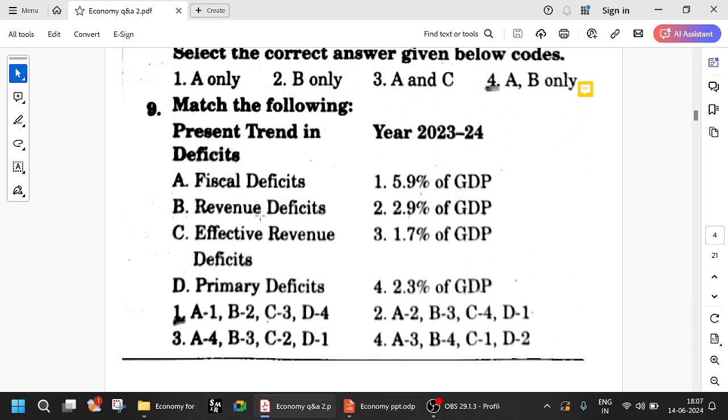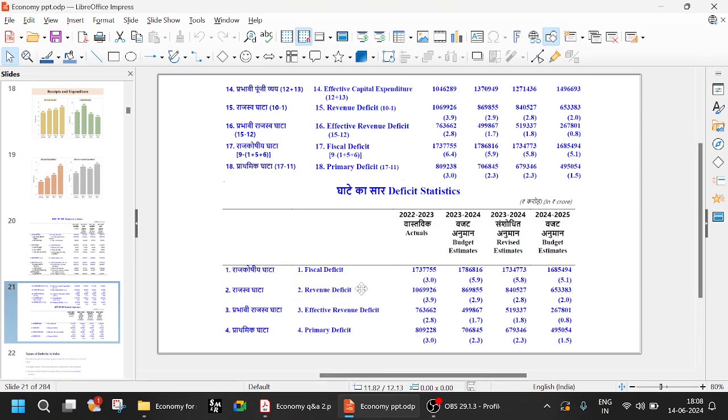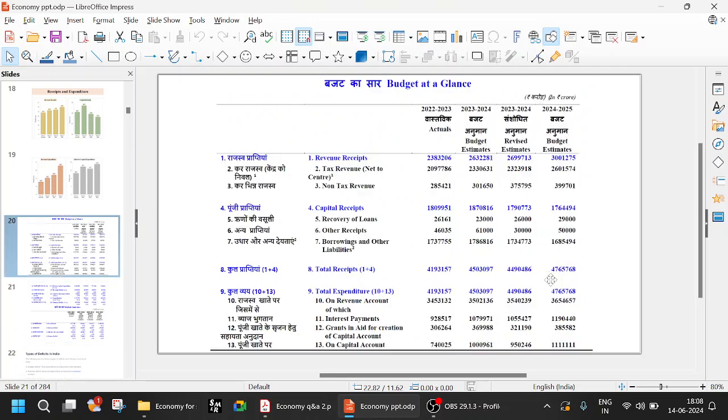Now in the question, fiscal deficit is 5.9, revenue deficit is 2.9, which is true. Effective revenue deficit is 1.7, which is also true. Primary deficit is 2.3. Now we'll try to remember the latest figures also. Fiscal deficit is 5.1, which is 16.85 lakh crore. Remember that. Our budget is what? 47.65 lakh crore. So remember it is a 47 lakh crore budget. Remember that.